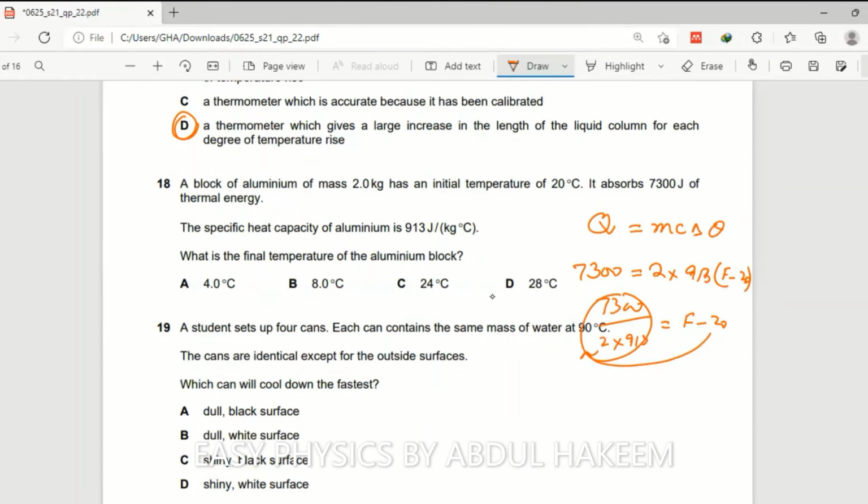It is approximately 24. So a 4-degree increase of the temperature, or simply calculate the change of temperature and then add that change of temperature to this 20. So we'll get the answer.